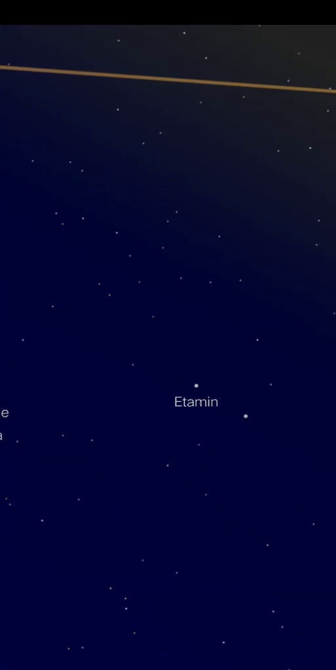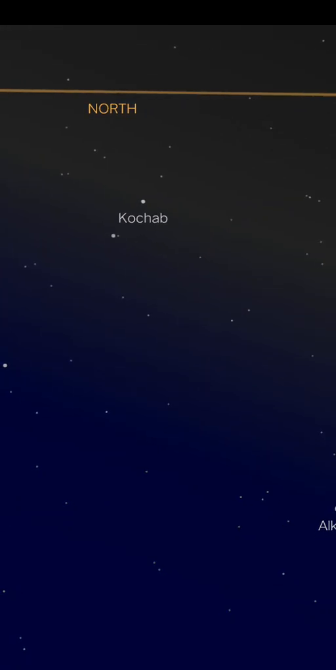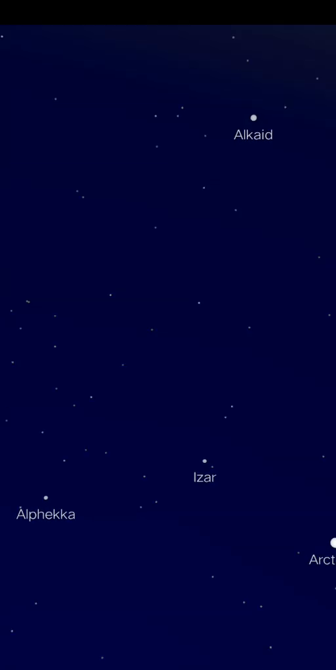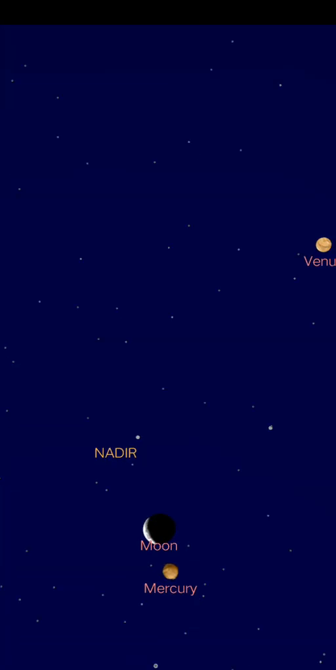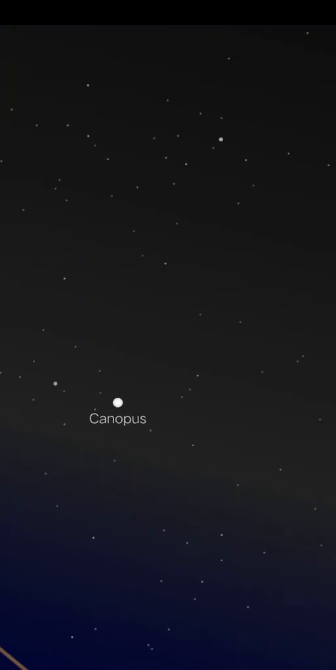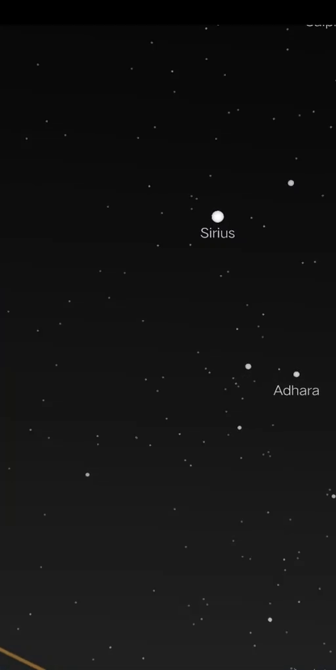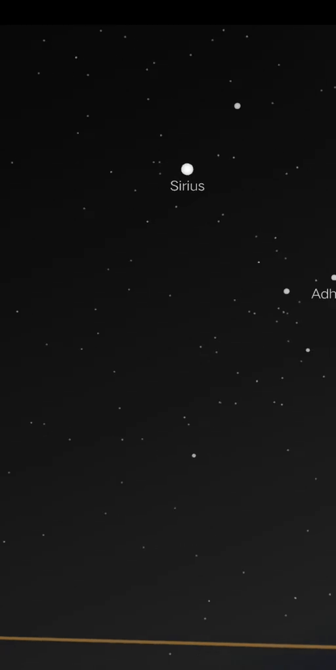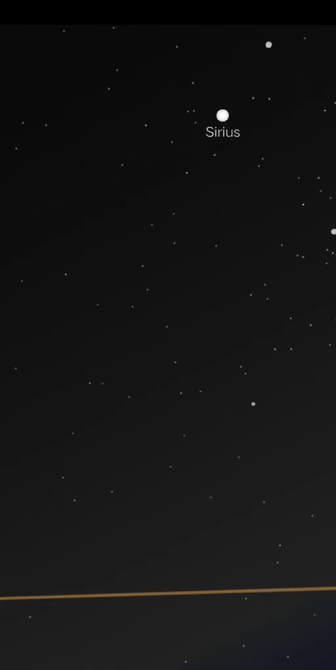Okay, what about this side? Okay, north side. Okay, awesome. So this is how you can see the planets with your current exact location.